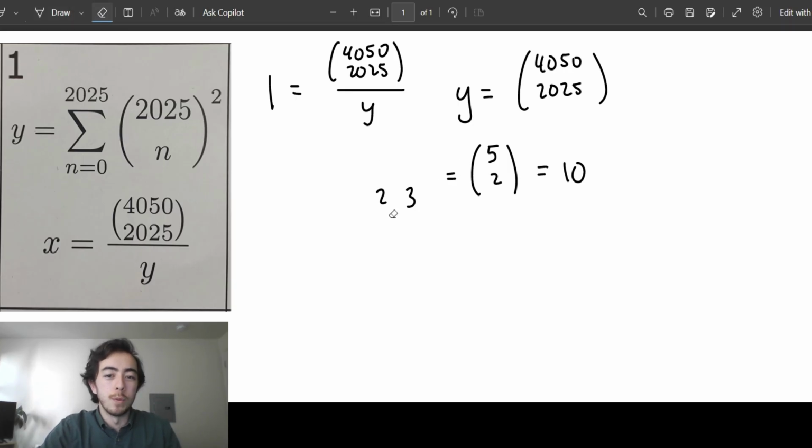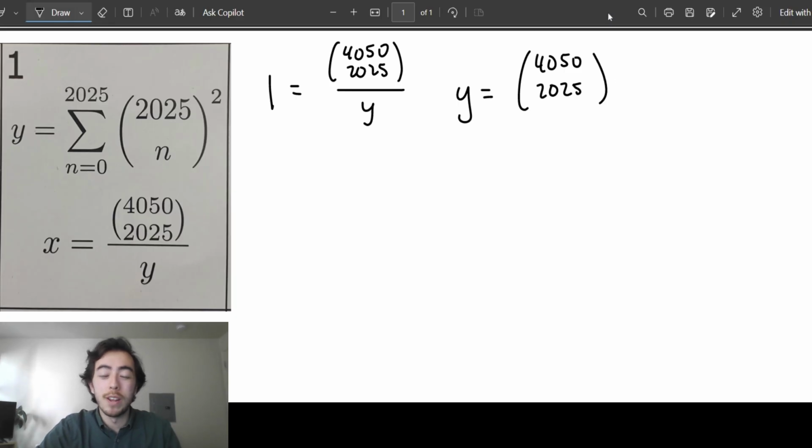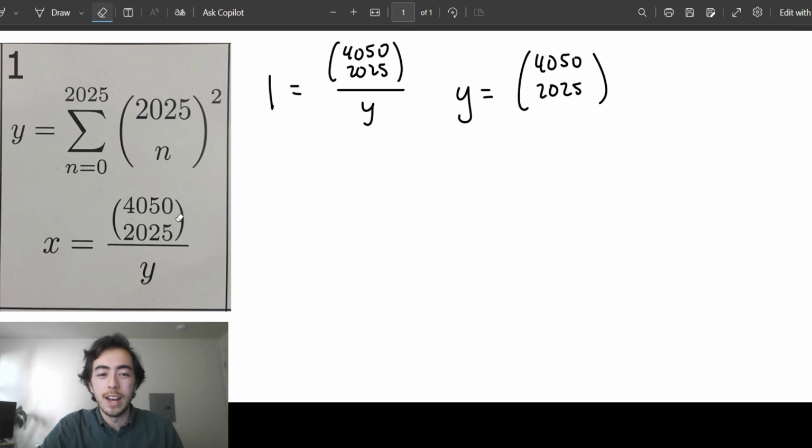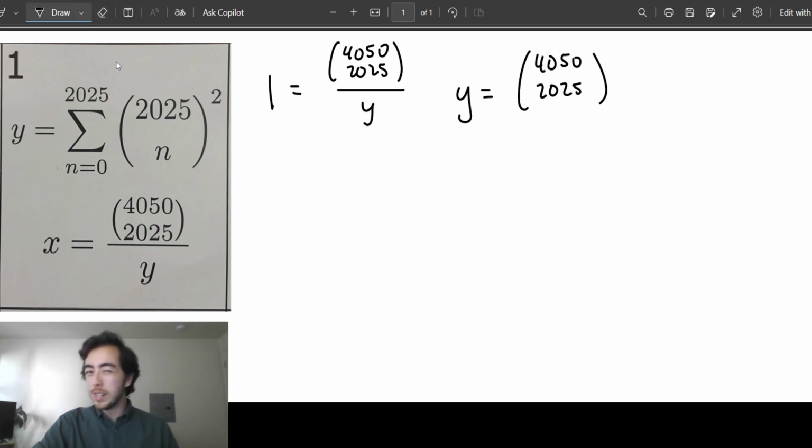The problem with our problem today is that these numbers are really big. I don't want to think about 4,050 objects and the number of ways to choose 2,025 of them. One little hint that this problem is giving me, though, is usually when they choose the current year as a number in the problem, it doesn't really matter. So I actually want to study something else.